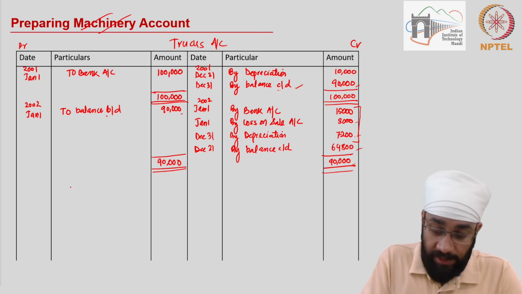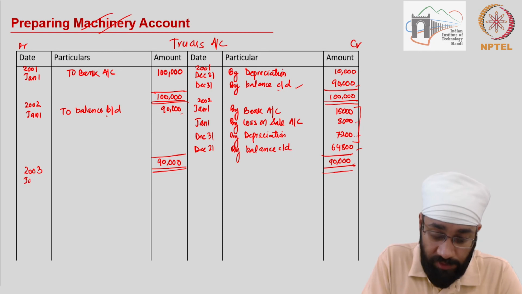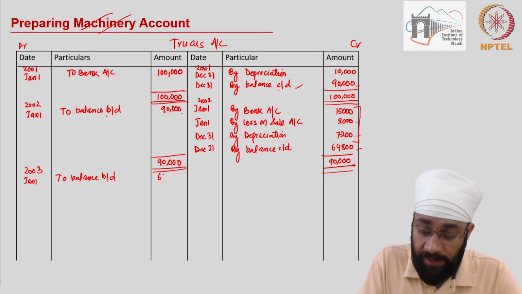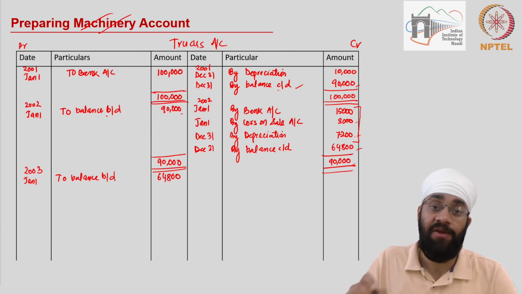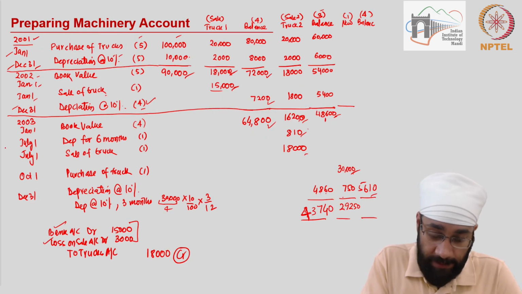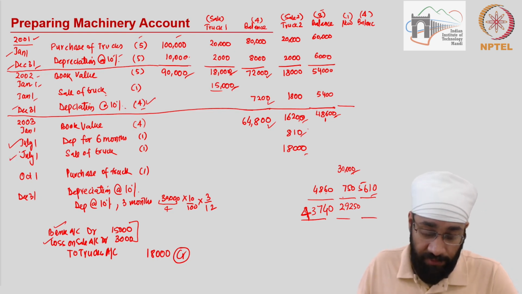All right. The next year starts, which is 2003. On January 1st, we bring the balance forward. So, to balance brought down. The balance is 64,800. Then what happens is in July, you have the sale of another truck.